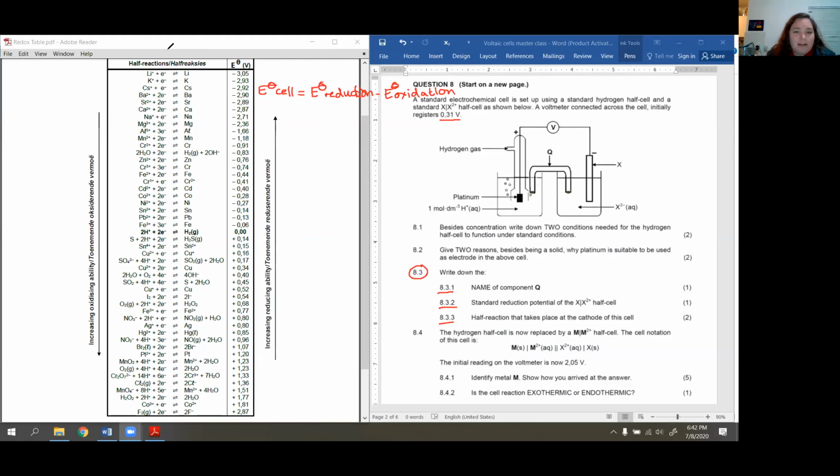Actually, I've just changed my mind. As I started to try to put in values, it becomes very obvious which way around things are going to go. Okay.